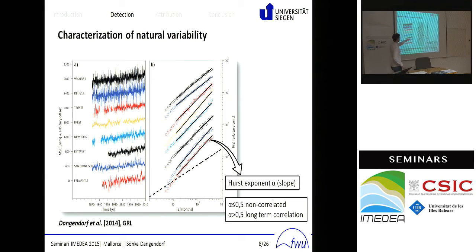And here you see the results for the fluctuation functions for the 8 tide gauge time series shown on the left side. And this black dotted line shows you the case of a slope of 0.5, which would mean a non-correlated process. And you can see in all cases the slope of the fluctuation function is larger than 0.5, meaning that we have long-term correlations in sea level. There is clear evidence for long-term correlations, and that means that if we want to detect any climatic signal in sea level, we need to account for the large amount of natural variability, which has to be described by a long-term correlated process.